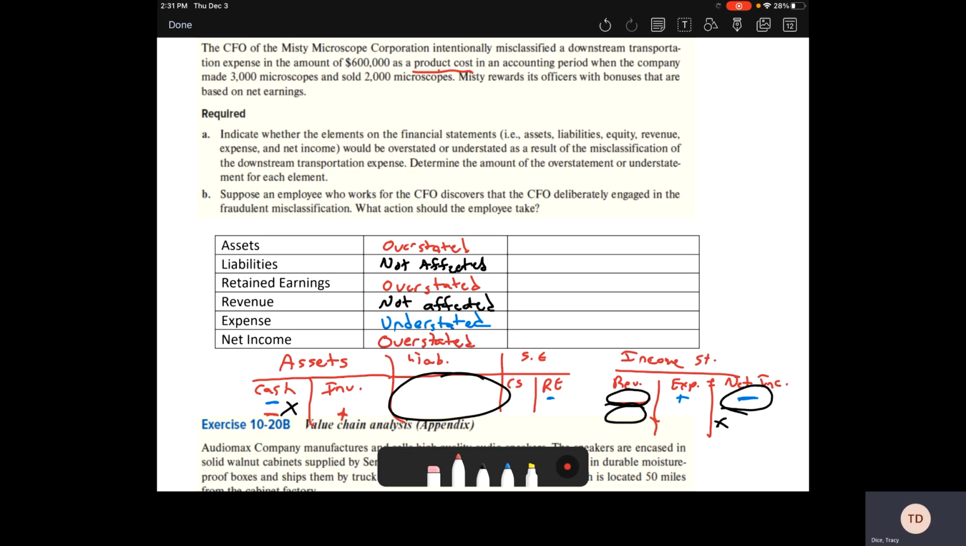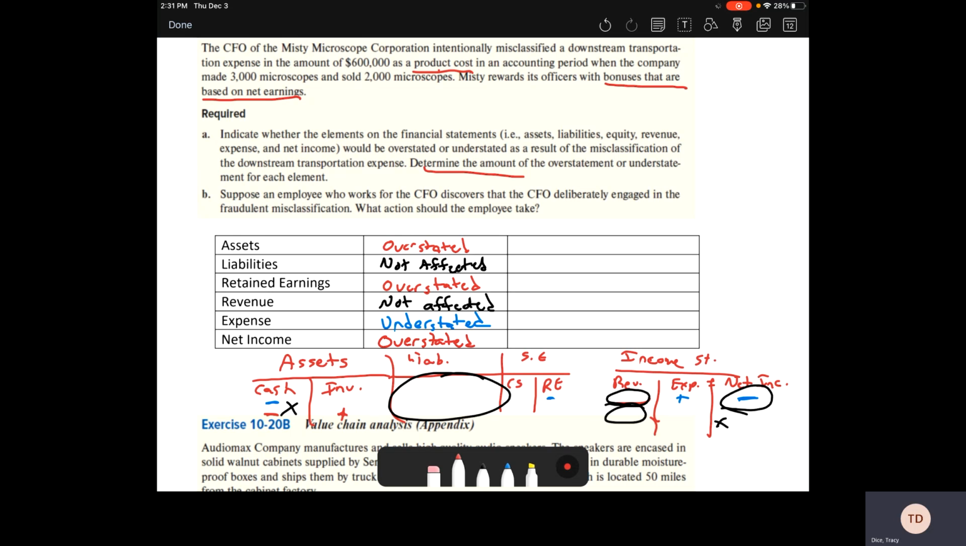So before we discuss the actual amounts that are being overstated, let's think about why this might happen. If we know that our net income is overstated, well, bonuses are based on your net earnings. So if you've got net earnings that are overstated, that should mean bigger bonuses for your officers. So now let's figure out exactly how much we overstated this.